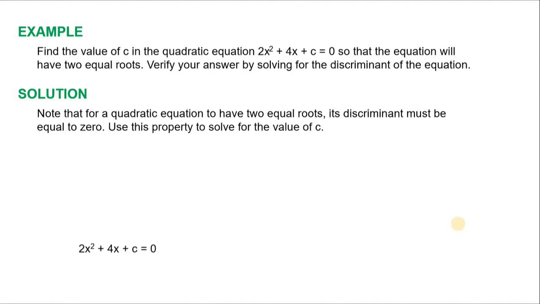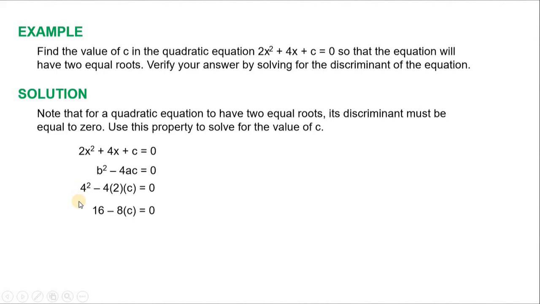So 2x squared plus 4x plus c equals 0 is in standard form. So b squared minus 4ac equals 0, which is the formula to find the discriminant. Our a is 2, our b is 4, our c is still c. So b squared, that's 4 squared, minus 4 times a, our a is 2, times c. So 4 squared is 16 minus 4 times 2 is 8 times c. So transposing positive 16 to the right side, I have negative 8c is equal to 0 minus 16. So dividing both sides by negative 8, I have c is equal to 2.